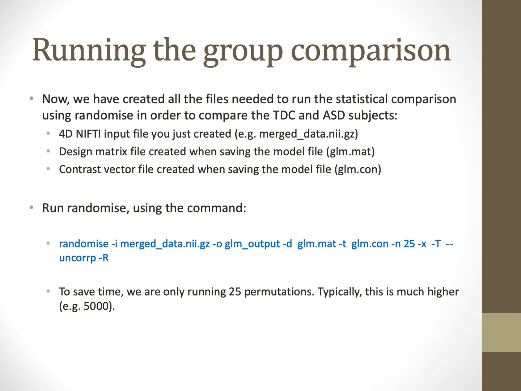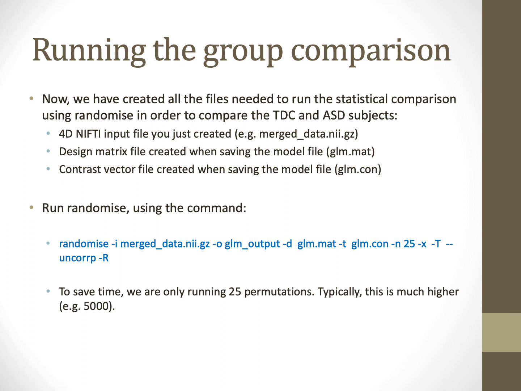Now that we've created all the files needed to run the statistical comparison, we can run randomise to compare the ASD and typically developing subjects. The 4D NIfTI input file you created will serve as the input, merge_data. The design matrix file was created when saving the model and is called glm.mat. And the contrast vector file was created when saving the model and is called glm.con. To run randomise, use the following command.